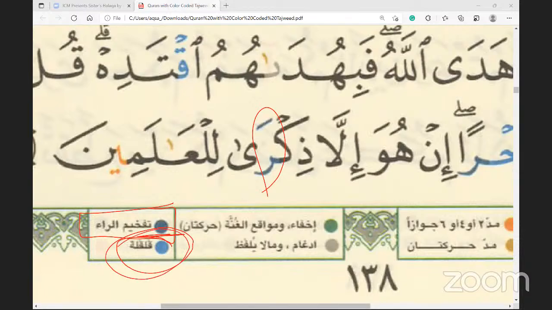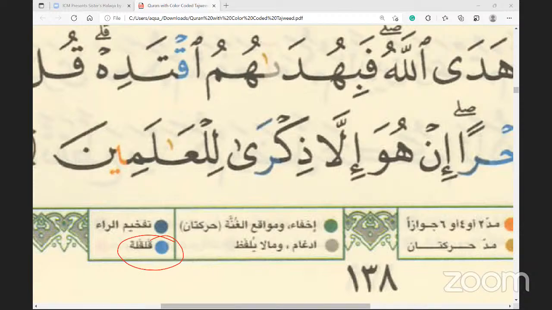The light blue ones are actually called qalqala, and the best way to explain this one, I usually explain it to the kids, is a bouncing sound. So you've got right here, iqo, iqo, iqo. And of course, the light blue sounds are either going to be in the letters qaf, ta, ba, jim, or dal. So you've got qutub jad, which is the best way to memorize it. Even if you don't remember those letters, don't worry, they already put them for you in light blue, showing which letters are supposed to be those bouncy letters. So that's an easy way to remember it.